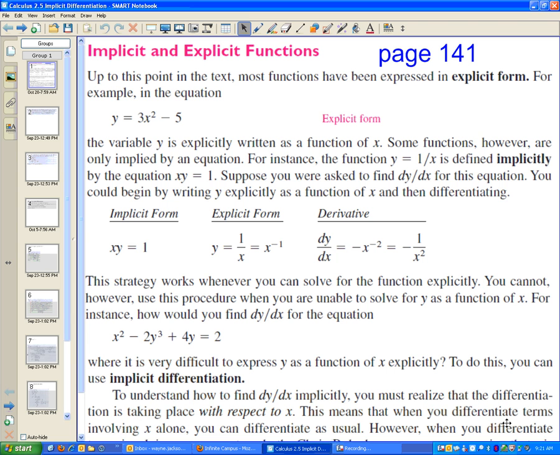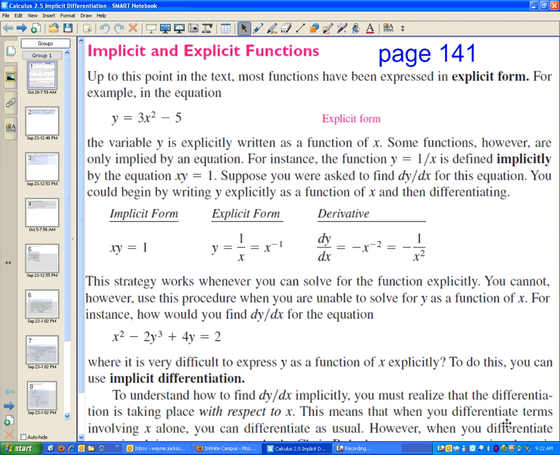It's solved for y. Some functions, however, are only implied by an equation. For instance, the function y equals 1 over x is defined implicitly by the equation xy equals 1. So all you've got to do to change an explicit function to an implicit one is to write it so that it's not solved for y anymore. When it's solved for y, it's an explicit function. When it's not solved for y, it's an implicit function. It's the same equation, so it's the same function. It's just written in a different form.